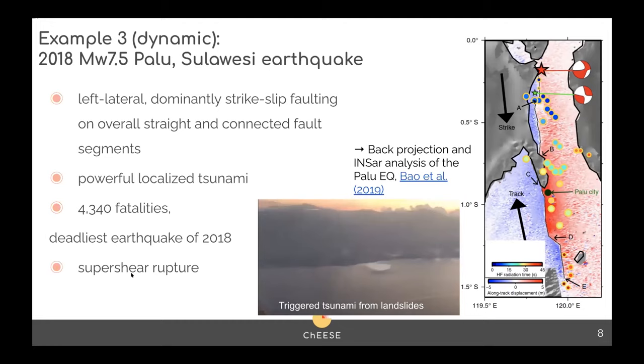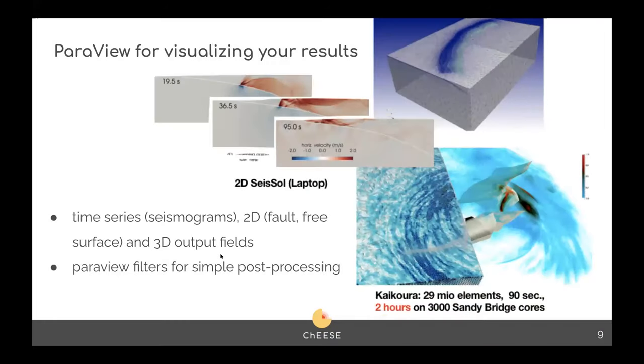So we will run the simulation and you will see how this supershear rupture develops. After the simulation, you will copy all the results to your local machines, and we will show you the results I calculated. There are time series. We put receivers on the fault or on the surface, so you can look at what the ground shaking seismograms look like.